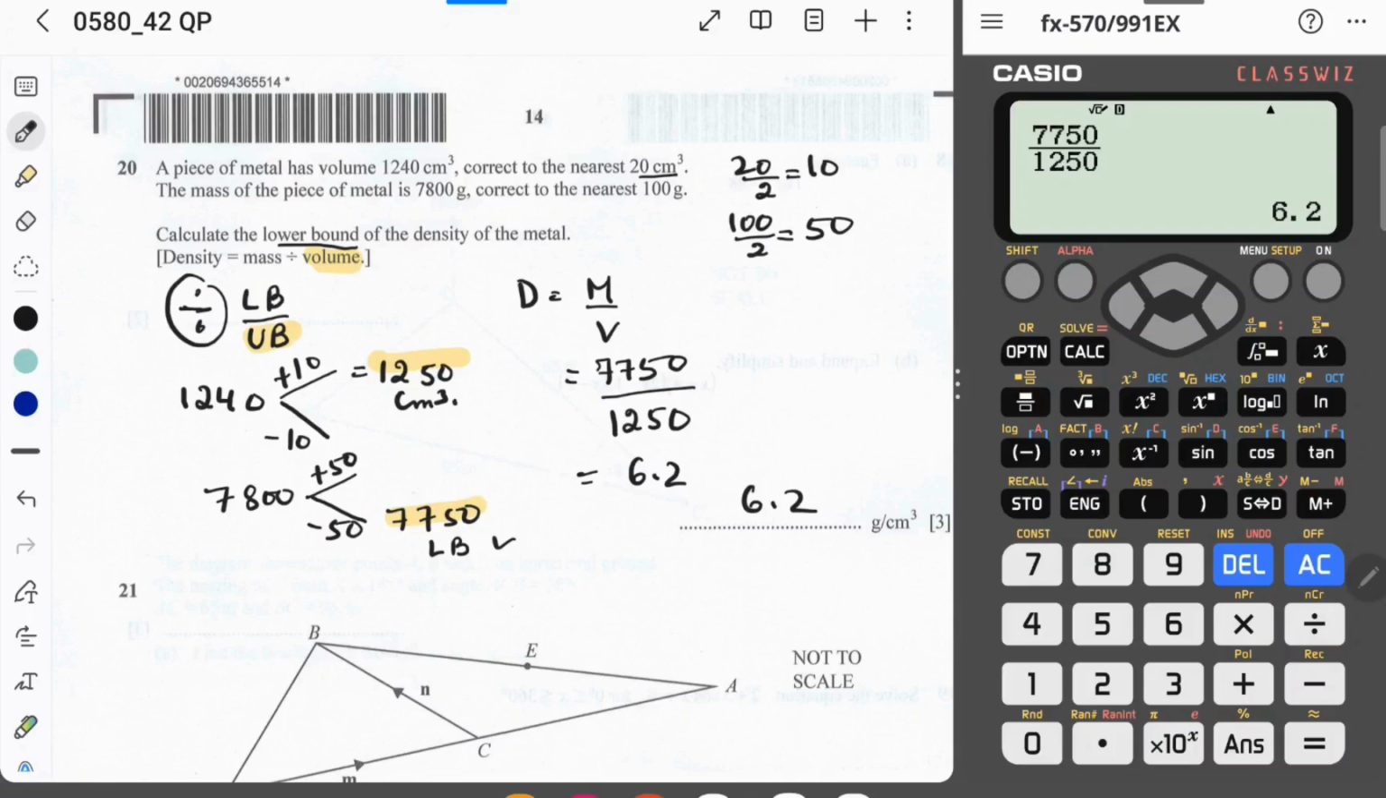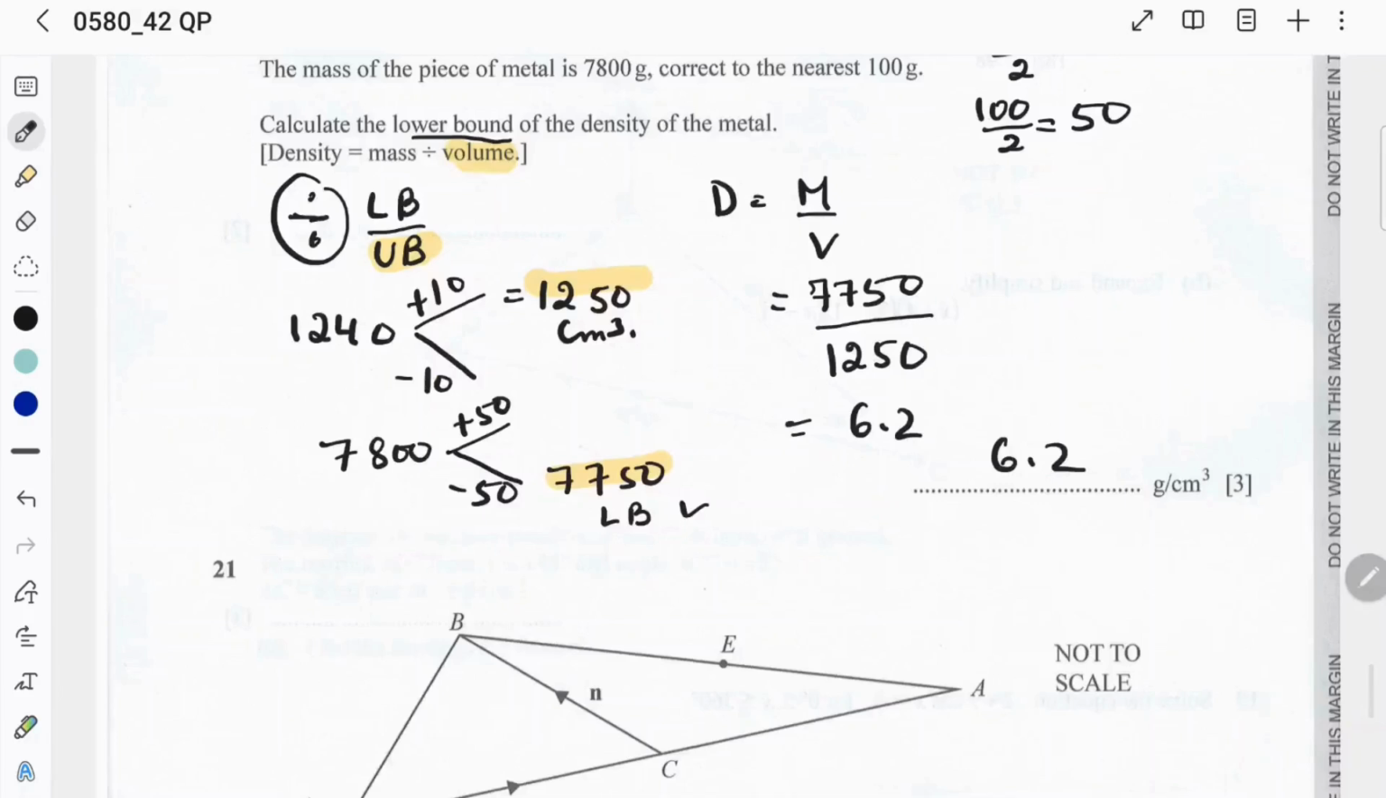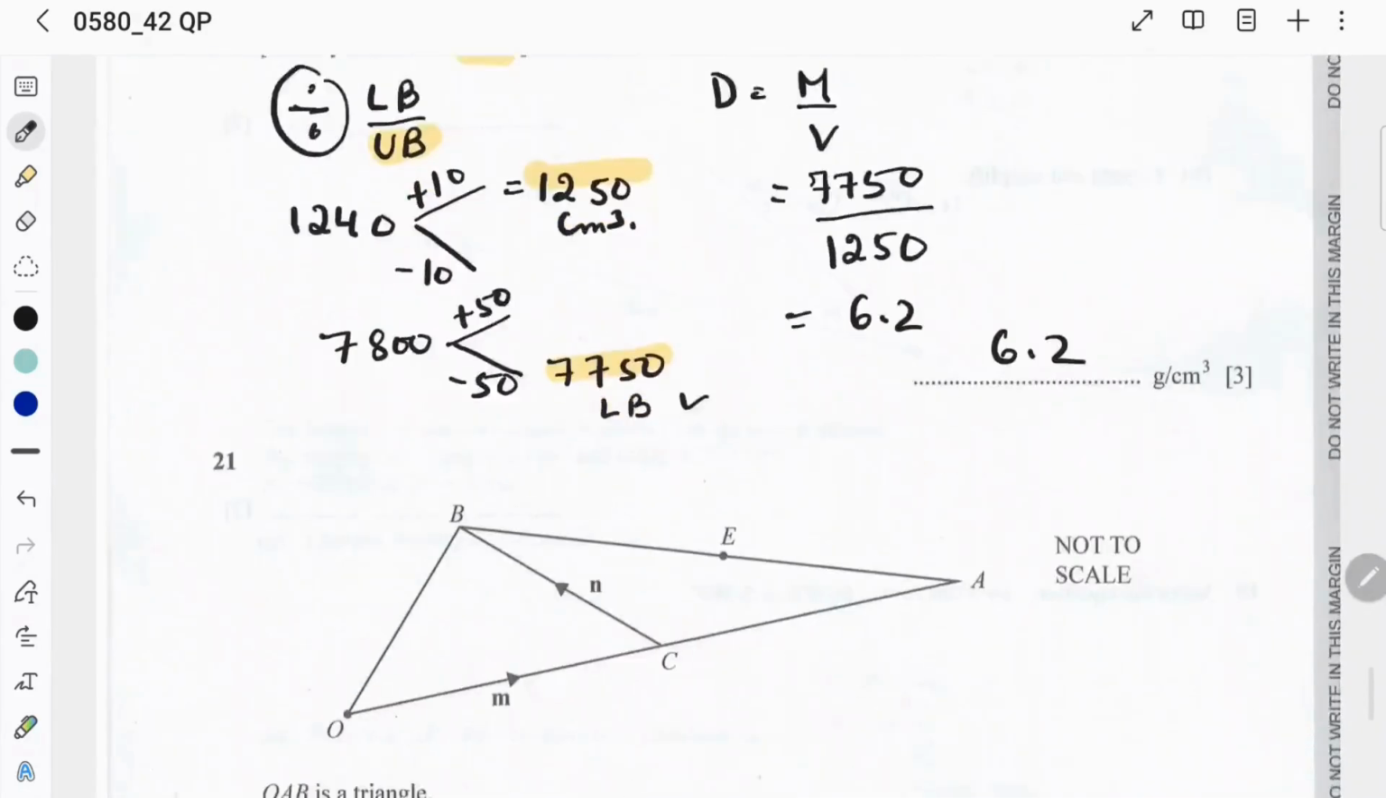So it was a division question. Or subtraction question also we do the same thing. So I hope you understood. For division it is mass upon volume, and we got the final answer, which is 6.2 grams per cubic centimeter, and it was for a 3 marks question. Alright, so that was the 20th question.